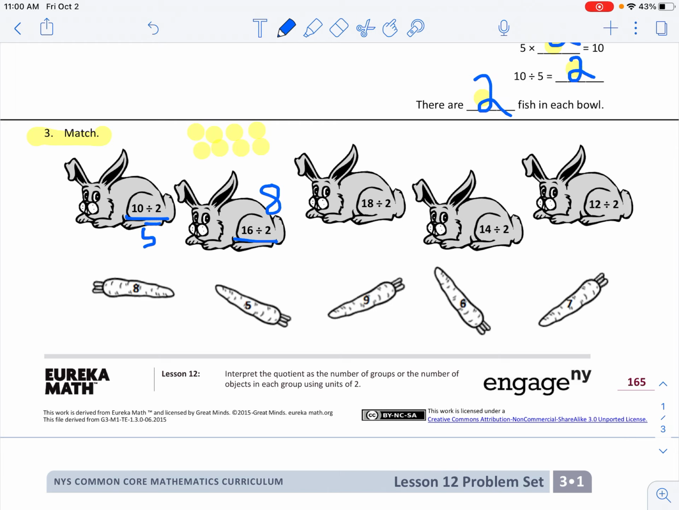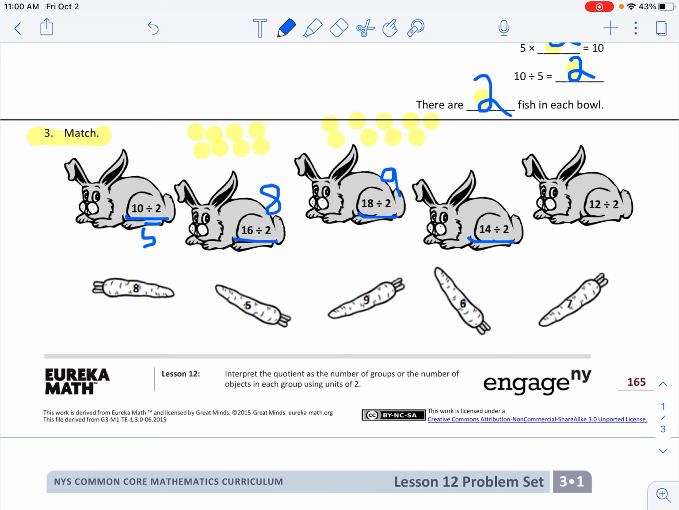My next rabbit, it says 18 divided by 2. Okay, how many 2's do I need to get to 18? 2, 4, 6, 8, 10, 12, 14, 16, 18. It takes me 9 2's to get to 18. 18 divided by 2 equals 9.